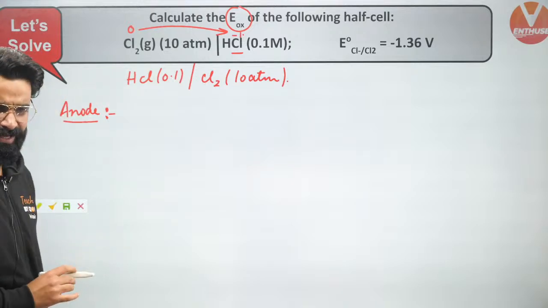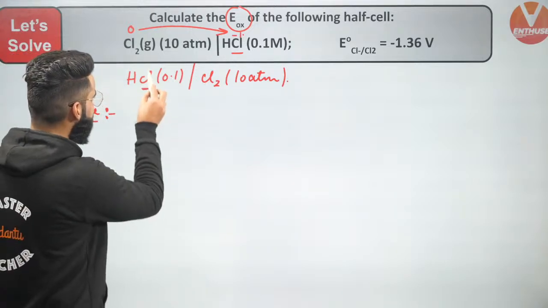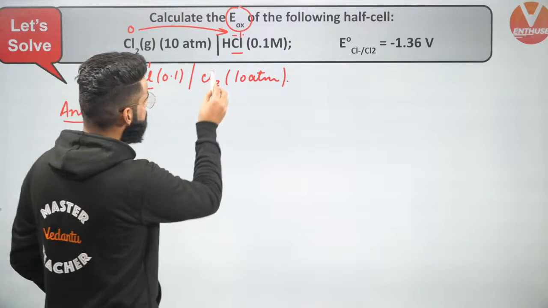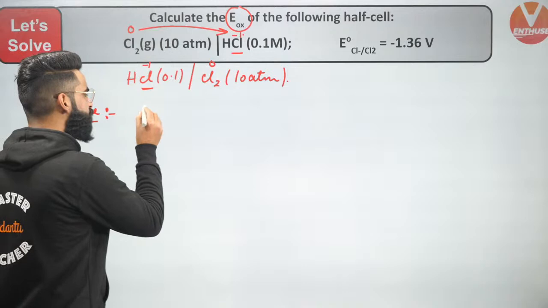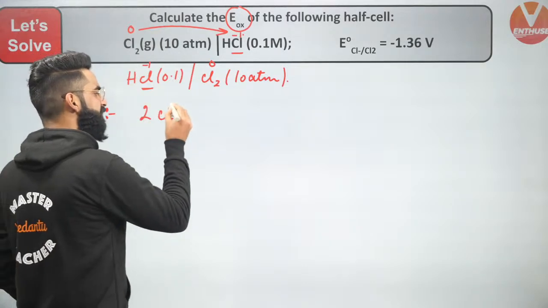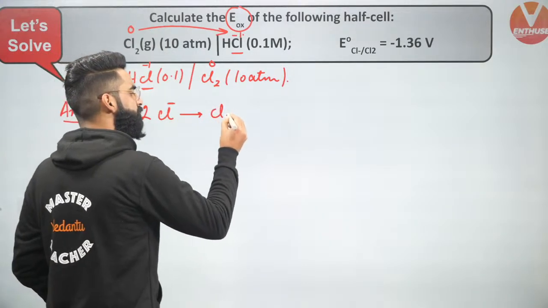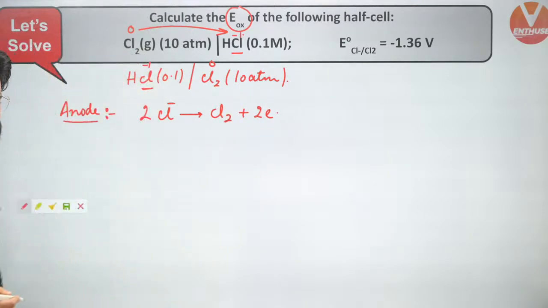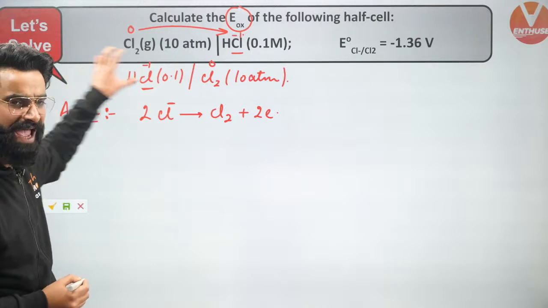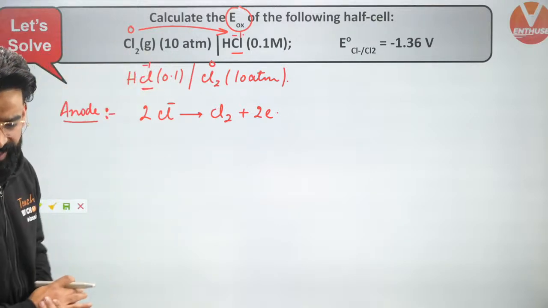What should be the reaction at anode? This chlorine right here is in the form of Cl negative. This chlorine is in the zero oxidation state right here. So can I say the reaction should be like this? 2 times Cl negative should change to Cl2 gas plus 2 electrons. Can I say this is the oxidation reaction right here, which will be happening at the electrode when it will be behaving as the anode?